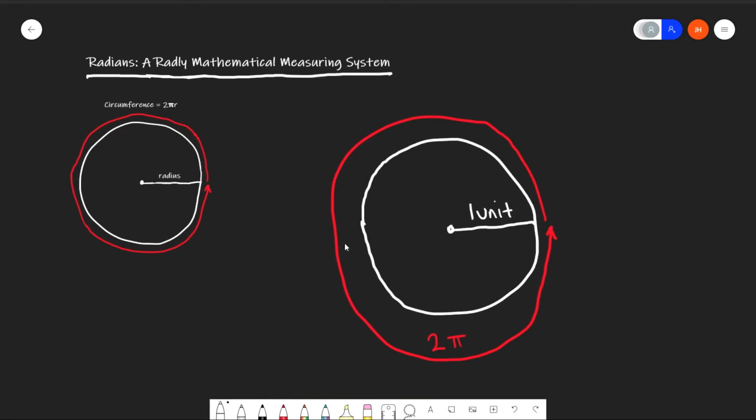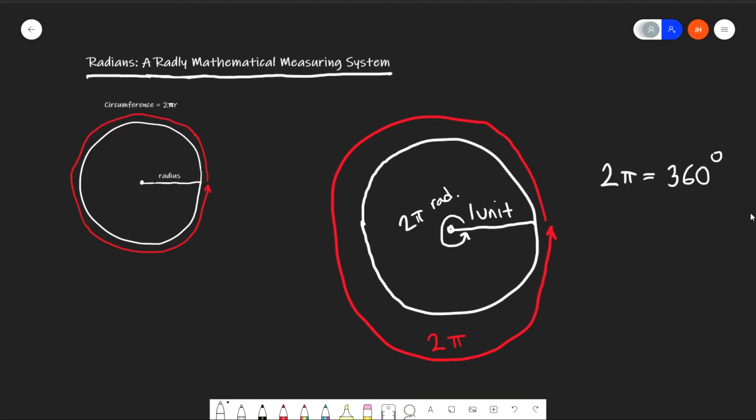Now, what we're going to do is define one full revolution around a circle as 2 pi radians, which we oftentimes abbreviate as rad, because they are rad. Now, if one full revolution is 2 pi radians, then that means that 2 pi is equal to 360 degrees, right?